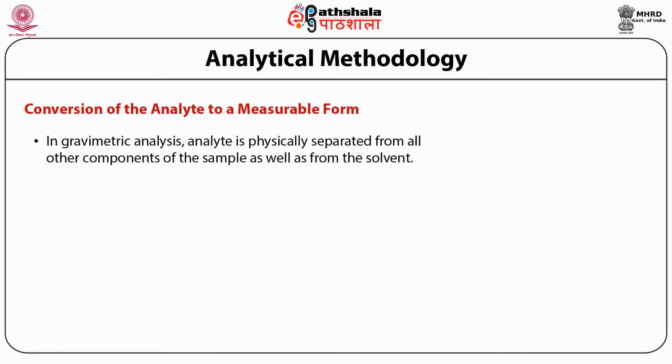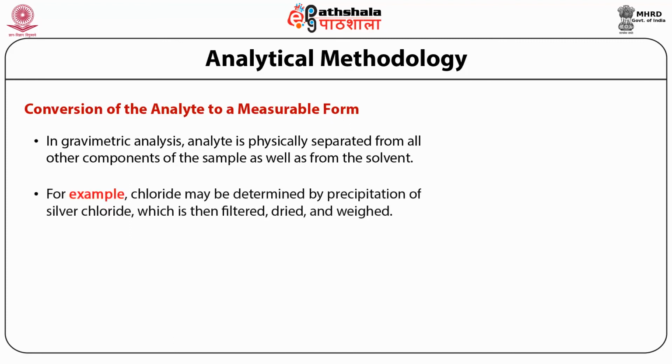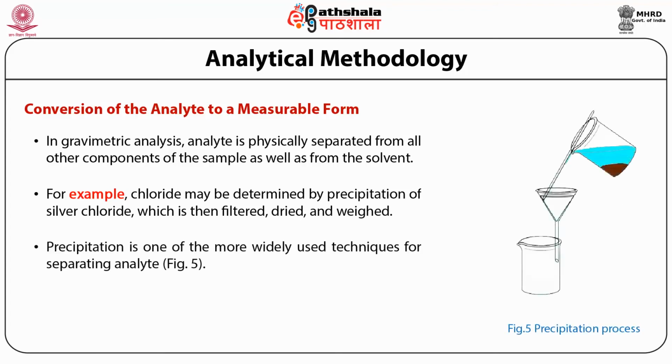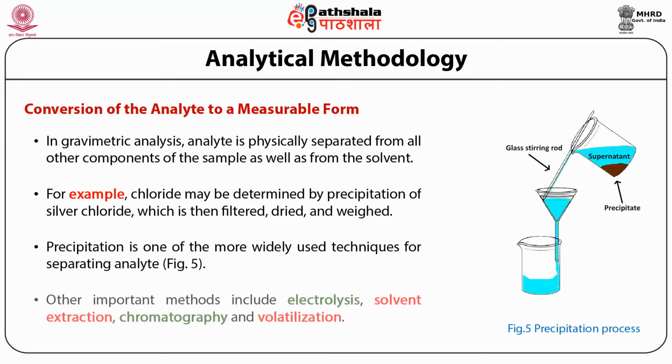In gravimetric analysis, the analyte is physically separated from all other components of the sample as well as from the solvent. For example, the chloride in a sample may be determined by precipitation of silver chloride, which is then filtered, dried, and weighed. Precipitation is one of the more widely used techniques for separating the analyte from interferences. Other important methods include electrolysis, solvent extraction, chromatography, and volatilization.